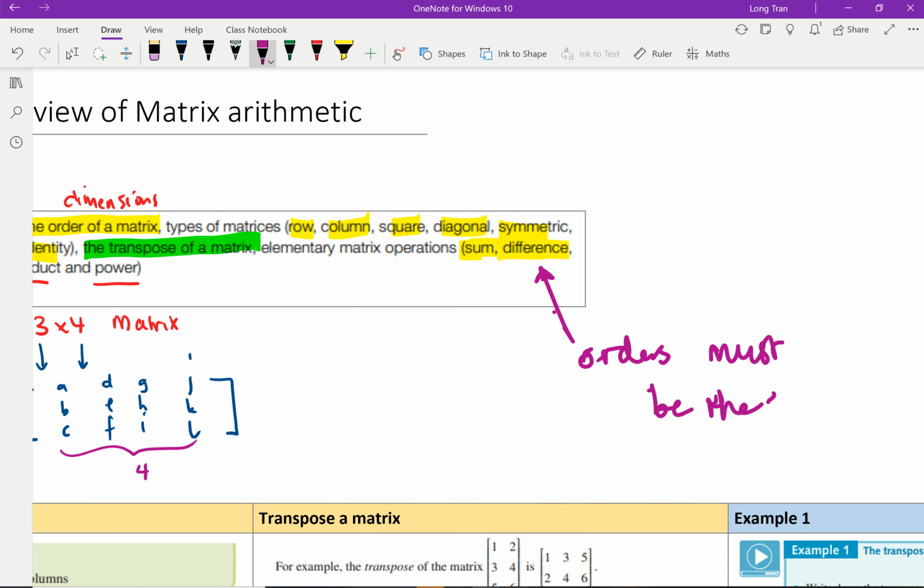Sorry, there's something wrong with my pen. It doesn't do these squiggles. Yeah, it's all right. Must be the same.